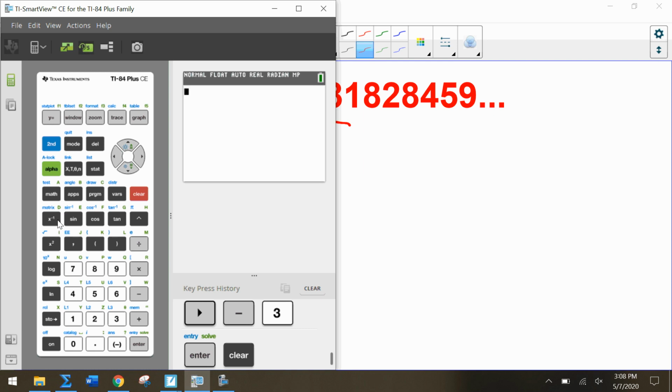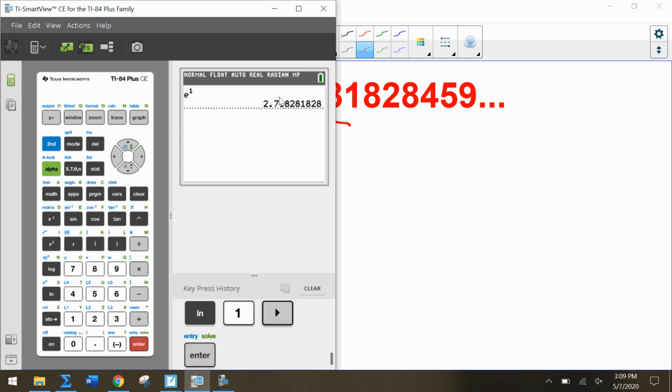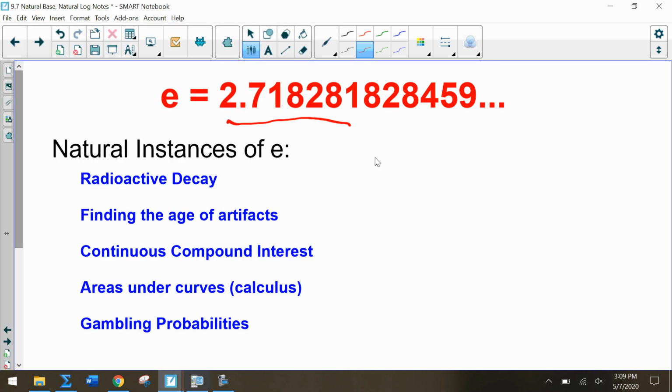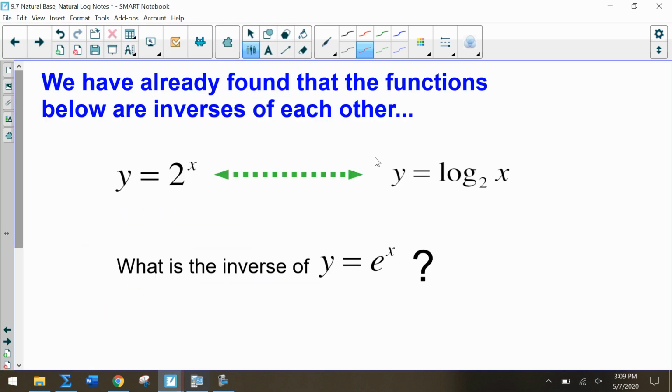So in our calculator, I want us to find E. Notice how we have EE above that comma, but that's not the E we're looking for. See how we have log and then 10 to the x next to the 7? Notice how we have e to the x and then ln. We're going to talk about what ln is in a second. If we press second e, notice it's e to some exponent. So if I did e to the first, there we go, we get 2.71828. You don't have to memorize e, but we do need to know where it's located on the calculator and how to use it.